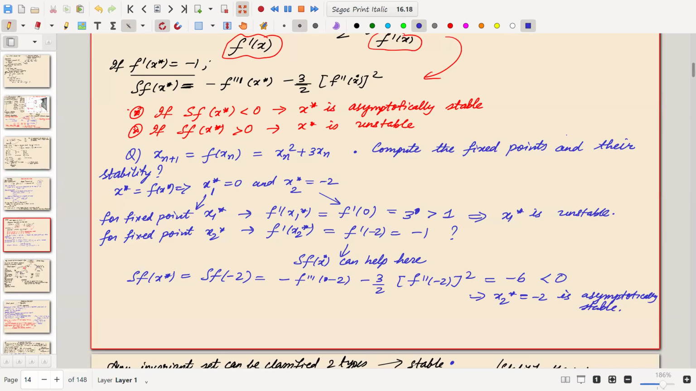This is the same as assignment question 2. Using Python, check using cobweb diagrams. Using the cobweb diagram, verify the stability of both fixed points, x1 star and x2 star.